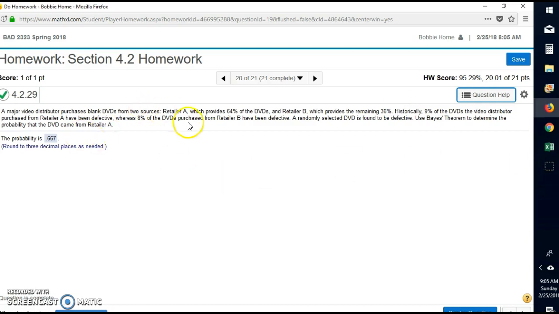So what you need to do is see that retailer A gives 64% of the DVDs, retailer B gives 36%. So A is 64% of DVDs, B is 36%. And then 9% of the DVDs from A are defective, and 8% of the DVDs from retailer B are defective. So remember, retailer A is 64%. Of those 64%, 9% are defective. Retailer B is 36%. Of those 36%, 8% are defective. And we want to know the probability that the defective DVD came from retailer A.